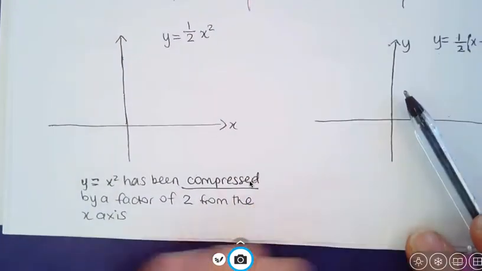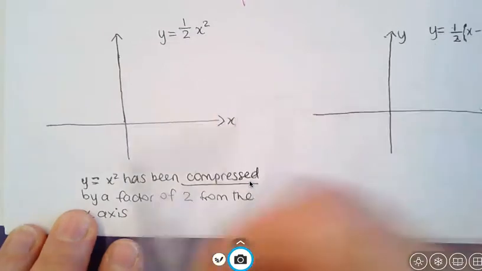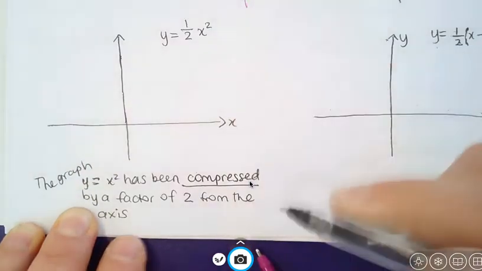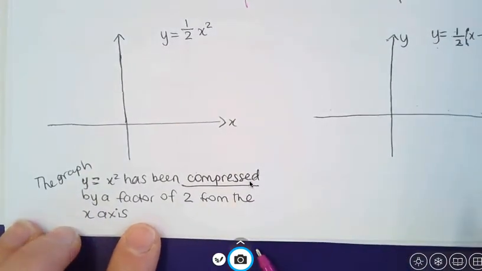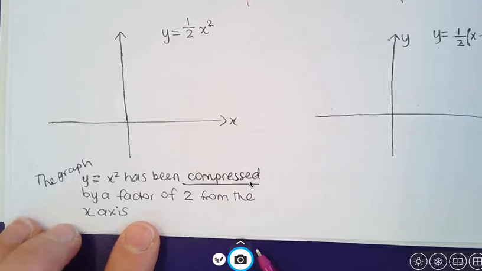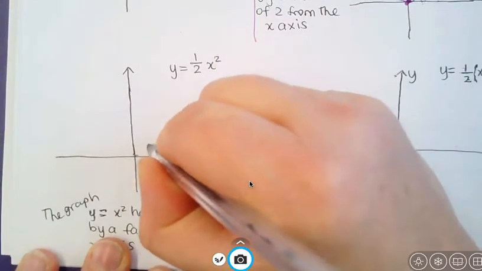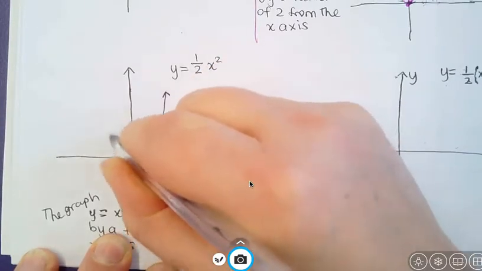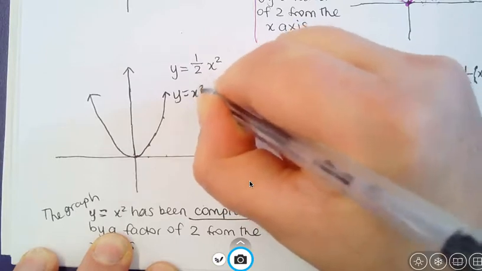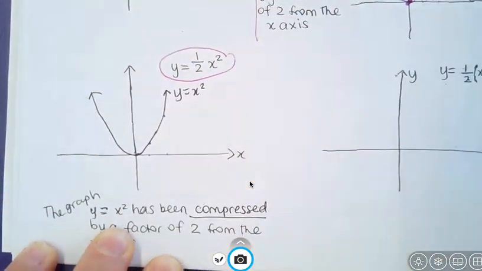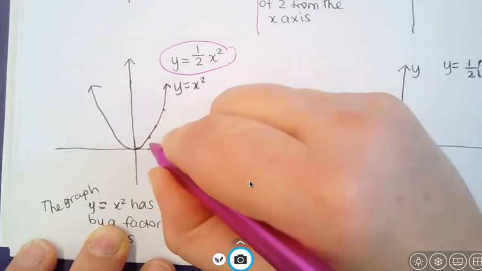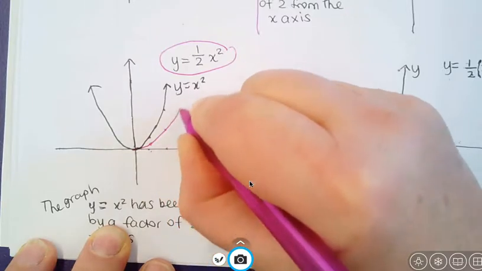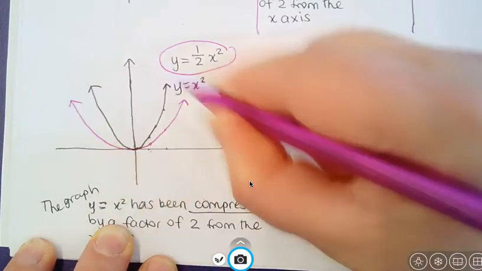This one here, y equals a half x squared. For this graph, the graph y equals x squared has been compressed by a factor of 2 from the x-axis. So I'm going to put in y equals x squared first. 1, 1 and 2, 4. This is the original y equals x squared. In pink, y equals a half x squared. When x is 1, y is a half. When x is 2, y is 2. So a half x squared looks like this.